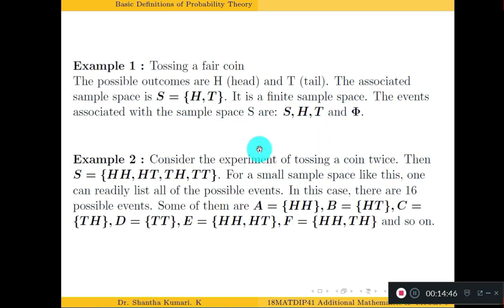Another example, same, tossing a coin. Instead of once, now I am tossing the coin twice. Then which are the outcomes?